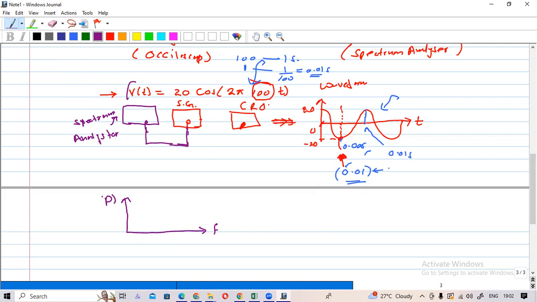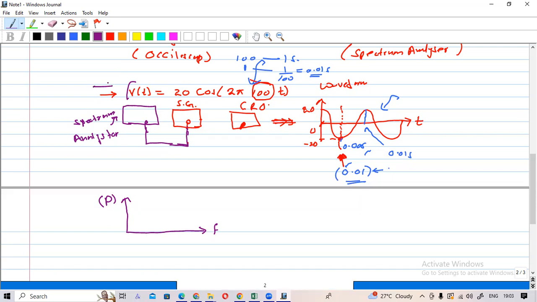Actually, it is most probably plotting power, the power value of this signal. What is the power of this signal? How can we measure the power of this signal?